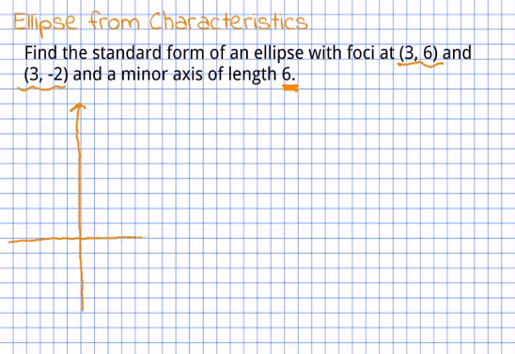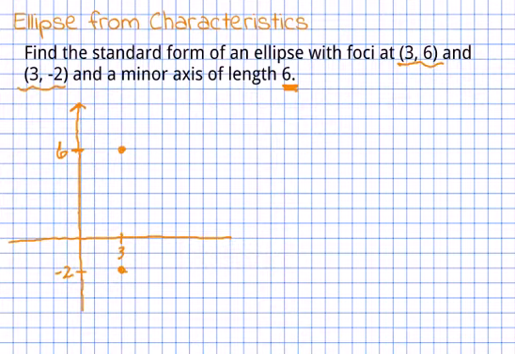So let's see here. Here's 3, 1, 2, 3, 4, 5, 6. So here's (3, 6). That point right there is one of our foci. And then (3, -2), there's our other focus. And then we have a minor axis of length 6. And before I can add that on the graph, first thing we need to do is find our center.